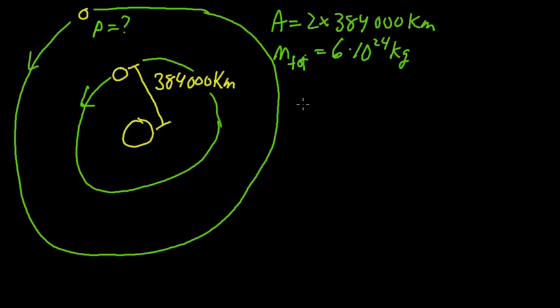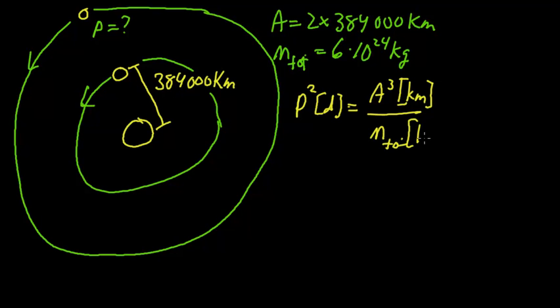And with Kepler's law, we see that the period squared, measured in days, is equal to a cubed, measured in kilometers, over the total mass, measured in kilograms, times 7.9 times 10 to the 10, and then the units are kilogram day squared per kilometer cubed.